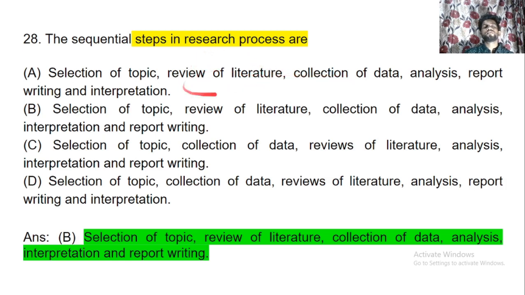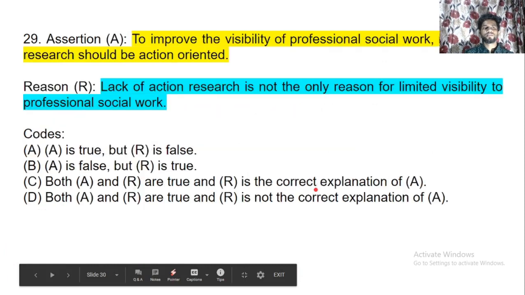So first you have to select a topic, then you go to reviewing of literature, whatever literature is available. Once you have done the review of related literature, then you collect the data, and only after coming from the field you have to analyze the data, and after analyzing you will write your report and interpretation. Interpretation is nothing but writing in your own words, with illustrations and suitable examples. So report writing and interpretation will go together. So this will be your correct sequence.